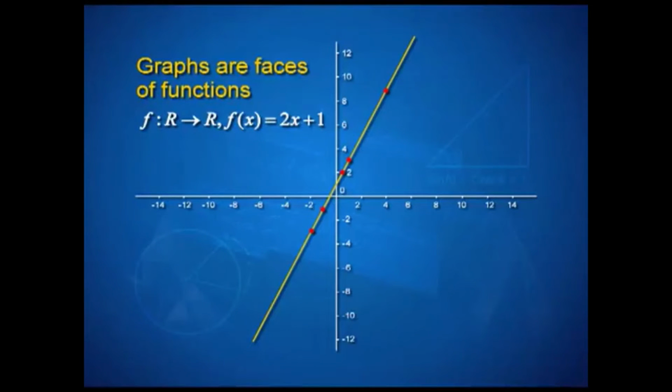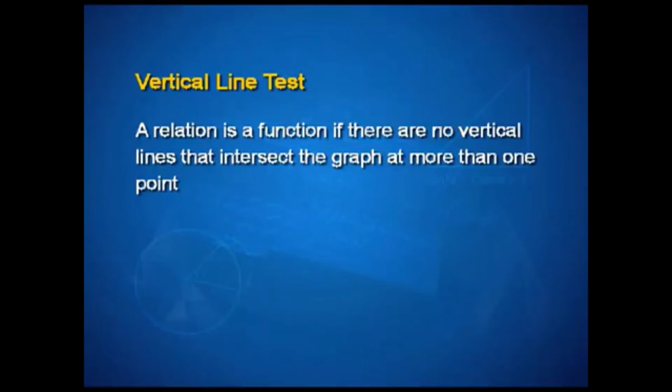Now, if I understand this, then from here we will be able to see also that, given a graph, am I able to decide whether it represents the graph of a function or not? How do we do that? We use something that is called a vertical line test. The vertical line test says that a relation is a function if there are no vertical lines that intersect the graph at more than one point. Isn't that interesting? Let's try it out.